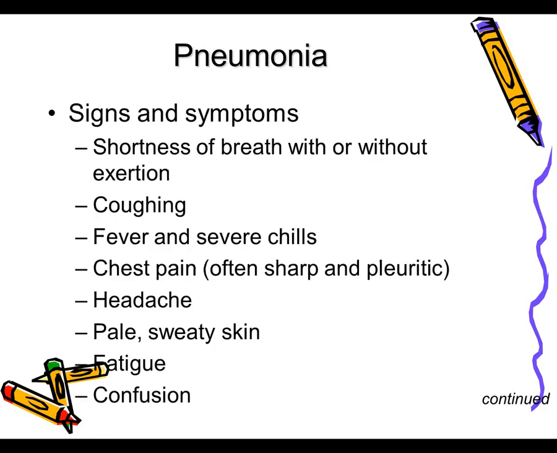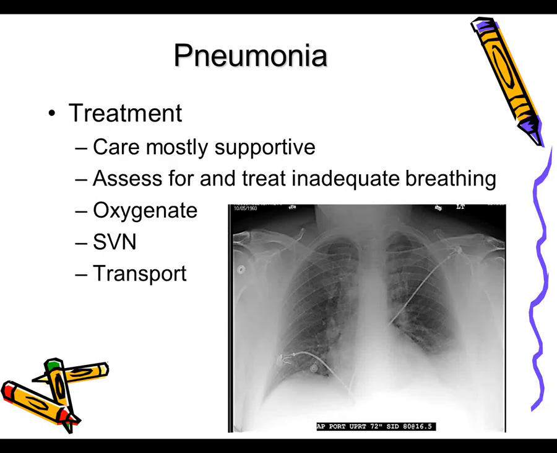Signs and symptoms of pneumonia are shortness of breath, coughing, fever, chest pain, often sharp, headache, pale, sweaty skin, fatigue, and confusion, particularly if they're not oxygenating well. They may be grunting as well. Care is mostly supportive. In other words, oxygenating and ventilating them if necessary. Small volume nebulizers, rescue inhalers, breathing treatments, whatever you got.